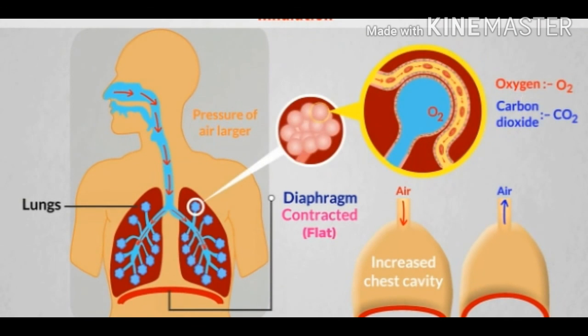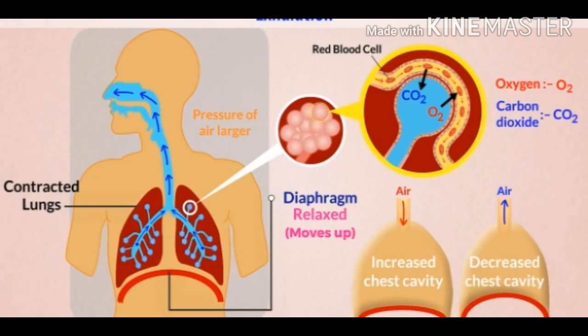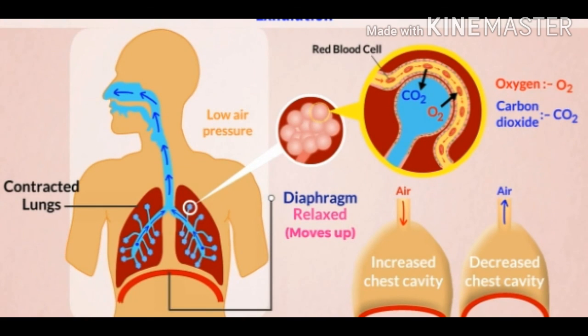After absorption of oxygen from air into blood and release of carbon dioxide from blood into the lungs, exhalation begins. During exhalation, the diaphragm relaxes. It moves up and decreases the chest cavity, due to which the lungs get contracted, and the pressure of air inside the lungs becomes greater than the pressure of air outside the body. To equalize the pressure, the excess air gets rushed out of the body through the nostrils. This is called exhalation.